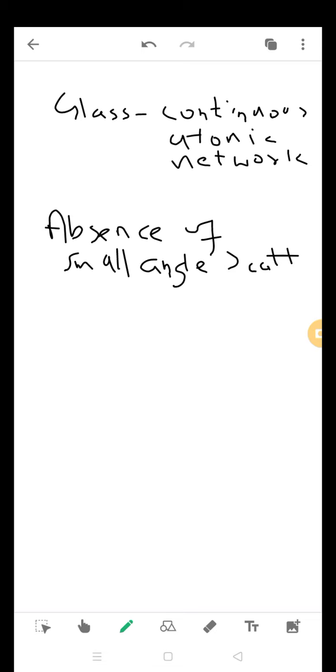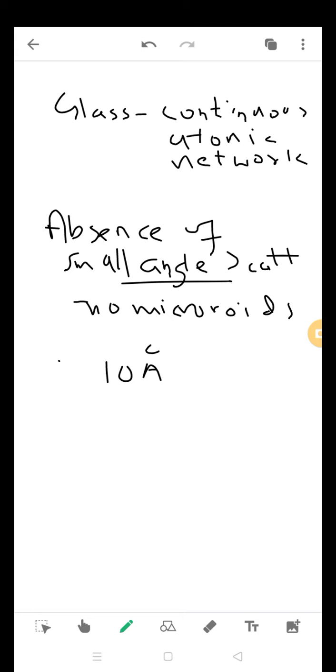This is due to the fact that there are no microvoids present in the glass. So that is the reason there is no small angle diffraction taking place in the glass, and since it is amorphous, the size is of the order of 10 angstrom. So this Dirac equation is not valid here.